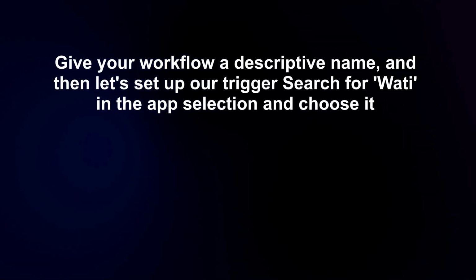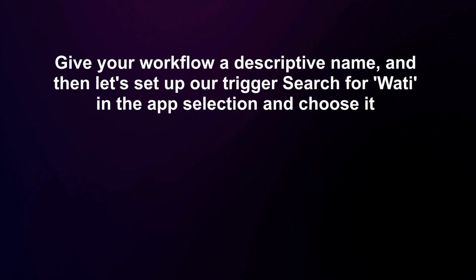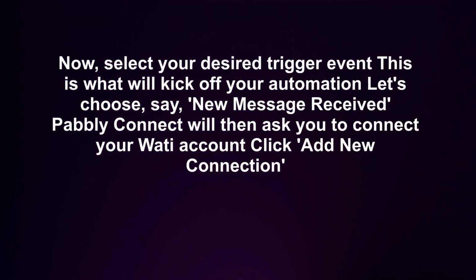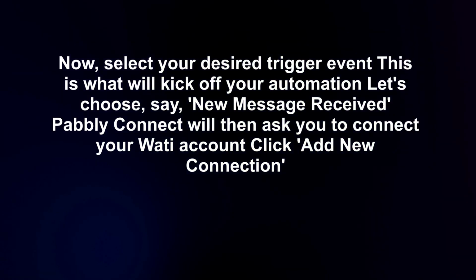Now, click the Create Workflow button to get started. Give your workflow a descriptive name, and then let's set up our trigger. Search for Wati in the app selection and choose it. Now, select your desired trigger event. This is what will kick off your automation. Let's choose, say, new message received.